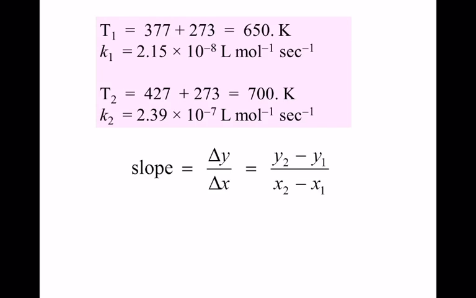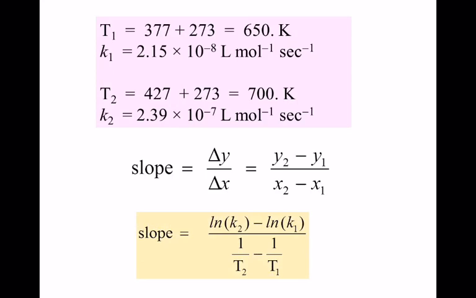And like I said, that m, that slope that we see on our Arrhenius plot, is change in y over change in x. In this case, if we always go with 2 minus 1, it's the natural log of the second rate law constant minus the natural log of the first rate law constant, all divided by the reciprocal of the absolute temperature of the second one minus the reciprocal of the absolute temperature of the first one.